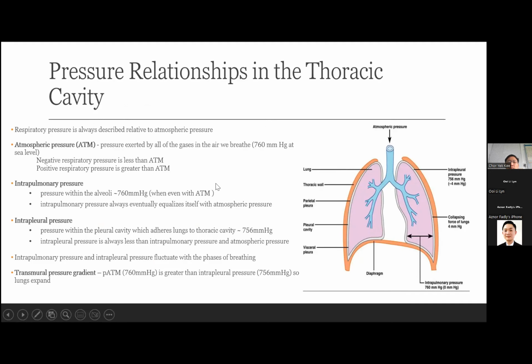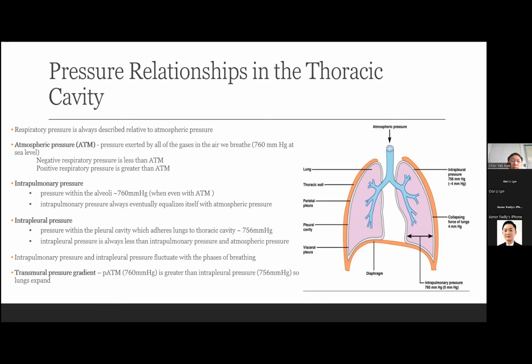I would like to introduce some pressure relationships in the thoracic cavity. So when we are breathing, the atmospheric pressure, the pressure exerted by all the gases in the air that we breathe in, is at the level of 760 millimeter mercury at sea level. So our intrapulmonary pressure is the pressure within the alveoli, and it actually equalizes itself with our atmospheric pressure. But when we equalize with atmospheric pressure, they are actually in a constant state.